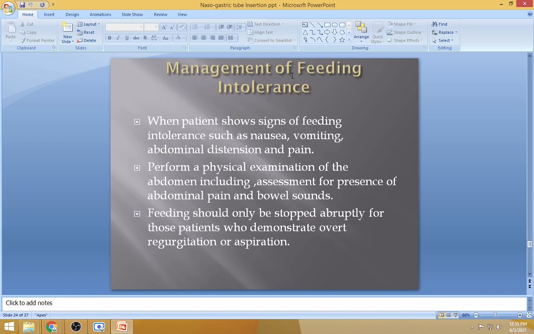Okay, then how to manage feeding intolerance. When patients show signs of feeding intolerance such as nausea, vomiting, abdominal distension and pain, at that time you have to assess the patient, something is wrong. Then we have to perform a physical examination of the abdomen, including assessment of the presence of abdominal distension and bowel sound. Feeding should only be stopped abruptly for those patients who demonstrate overt regurgitation or aspiration. So we should not stop the feeding immediately when there is some problem, but we need to assess and perform a physical examination to find out what is wrong.